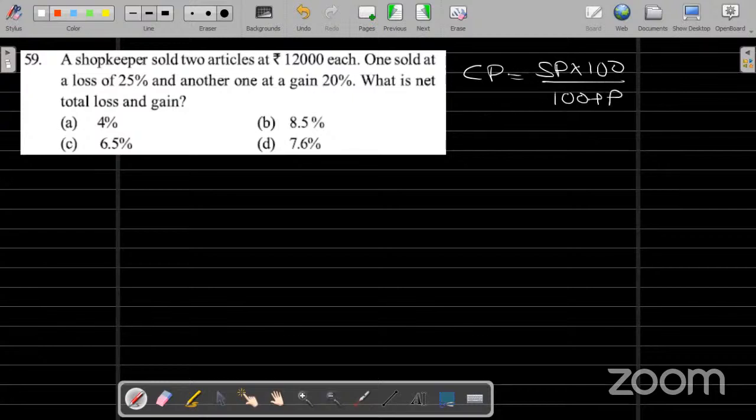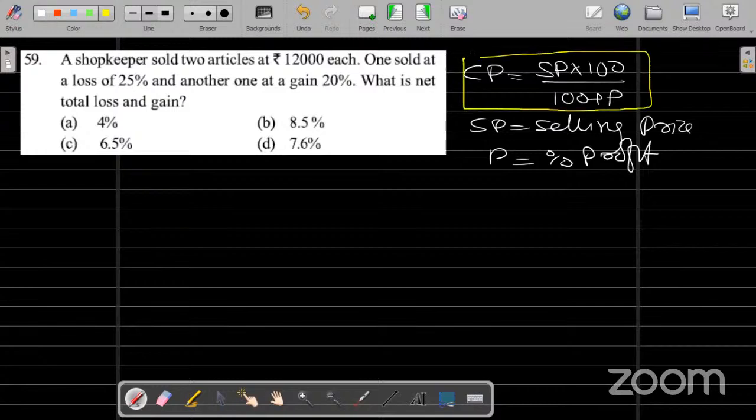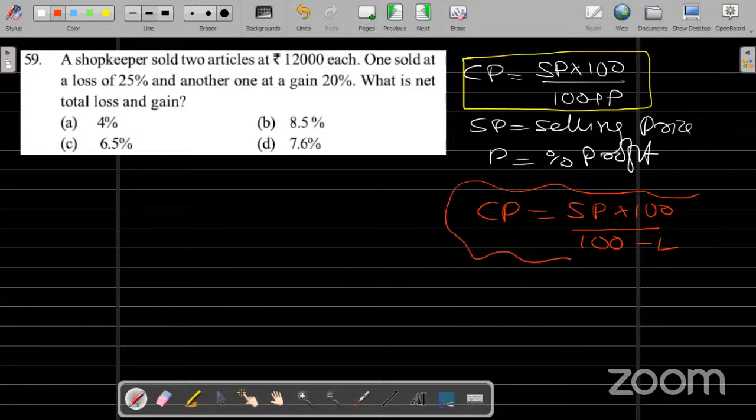If we are given the selling price, where SP is the selling price and P is the percentage profit, then this is the formula to get the cost price. Cost price equals SP into 100 by 100 plus P. And if the loss percentage is given, then cost price equals SP into 100 by 100 minus L, where L is the percentage loss. So if selling price and percentage loss are given, for getting the cost price, we can use the formula. So these are the two formulas that we need to remember.